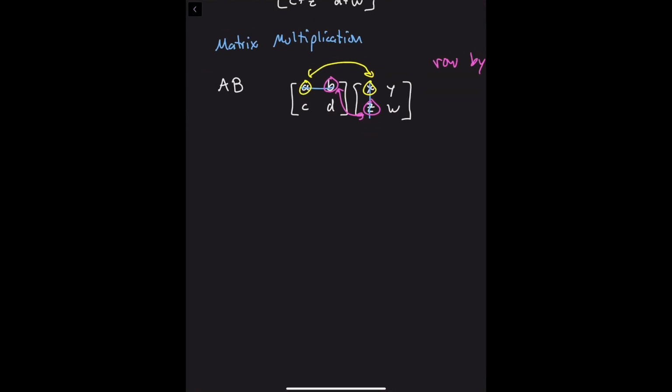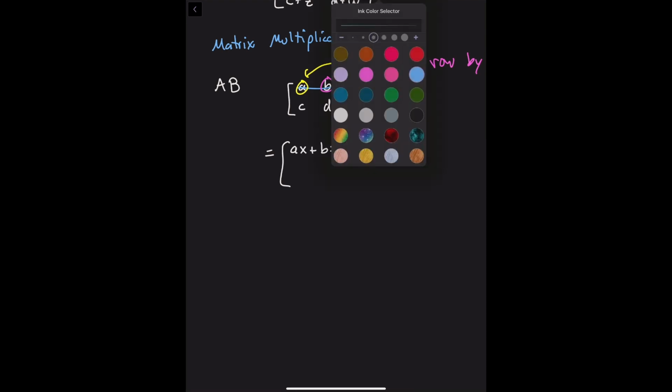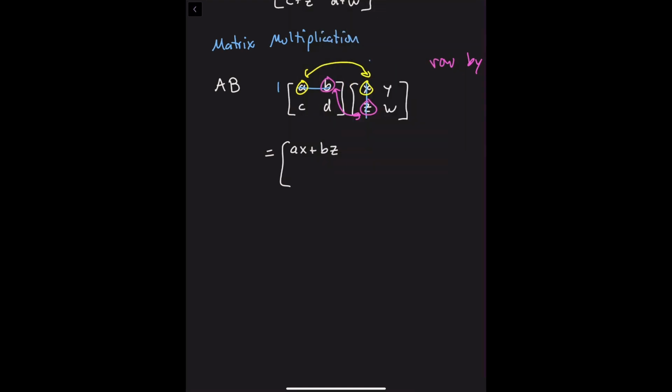So this would become AX plus BZ in the top left there. Notice this was the first column and the first row, so it goes in the first column and first row of our resulting matrix. If we then get rid of all these colors that I drew, I accidentally got rid of a little too much there.